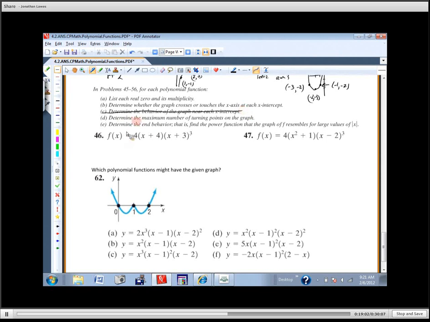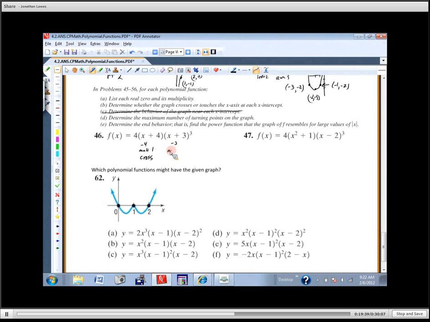Okay. Determine the maximum number of turning points on the graph. Determine the end behavior. In other words, find the power function that it resembles for large values of x. Okay. So let's do the first thing. List each real zero and its multiplicity. Okay. So 4 never equals 0, so we don't get a 0 from that. What about this factor right here? What's the 0? Okay, -4. What's its multiplicity? 1. Touch or cross? Cross. Okay. What's the 0?